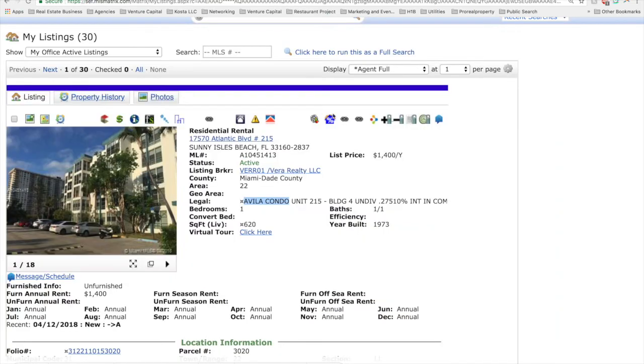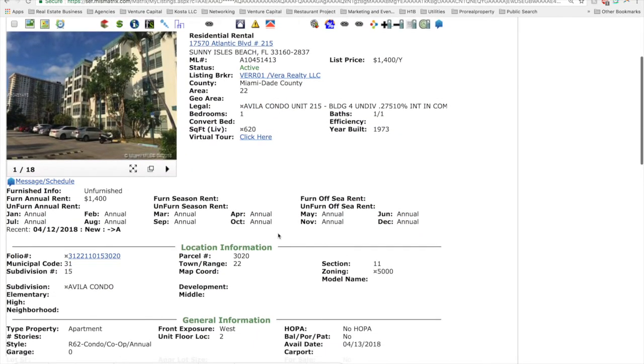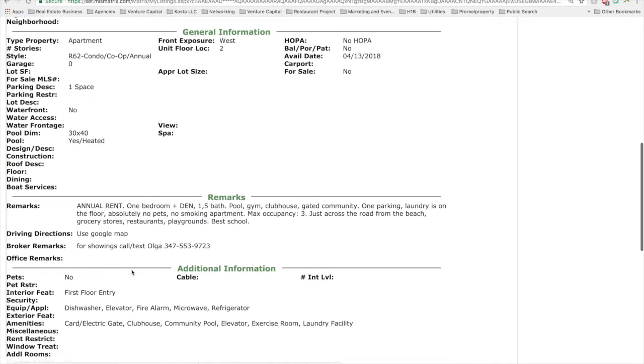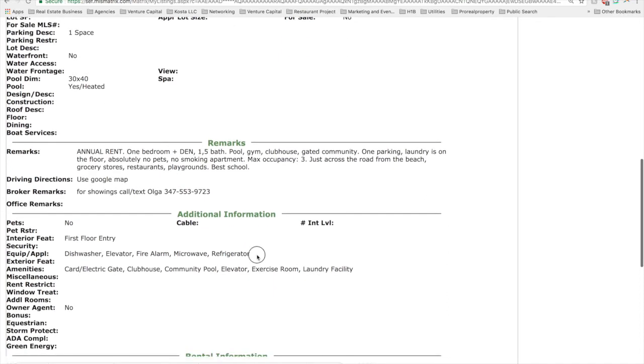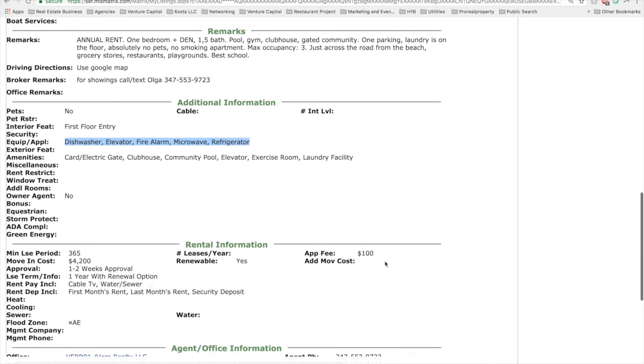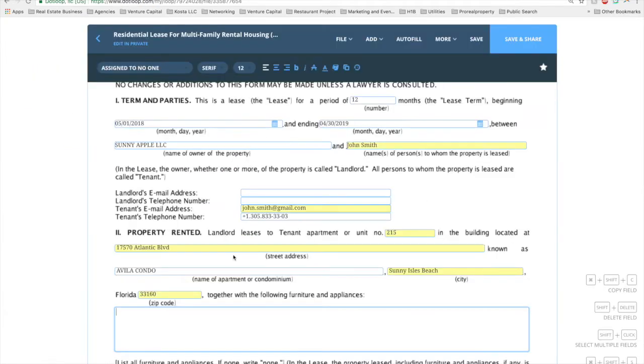So let's see in the description. So it has dishwasher, microwave, and refrigerator. Probably it has an electrical or gas stove, but that has to be reconfirmed. Also need to verify about washer and dryer if they are inside the unit or they are outside.